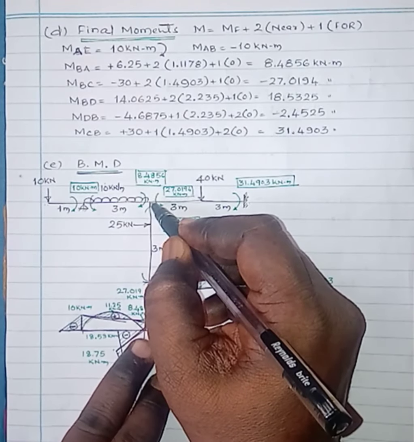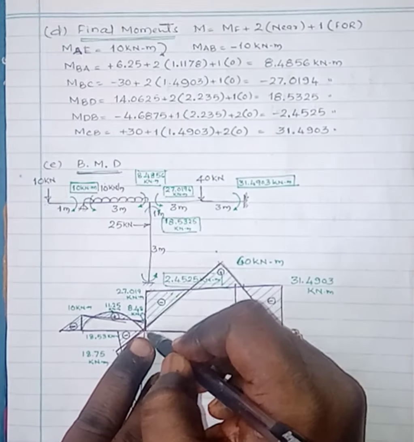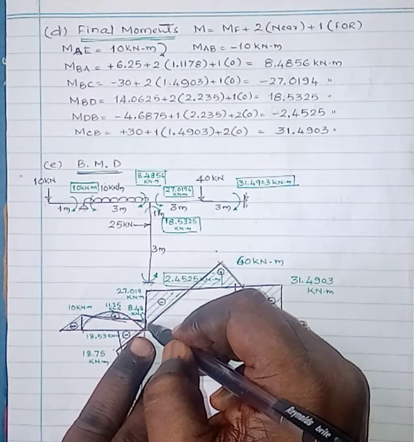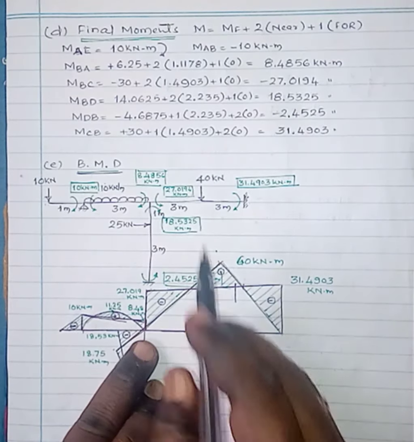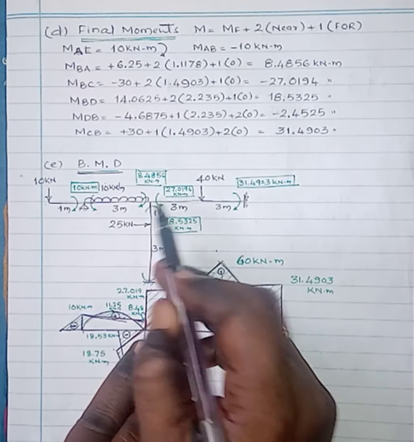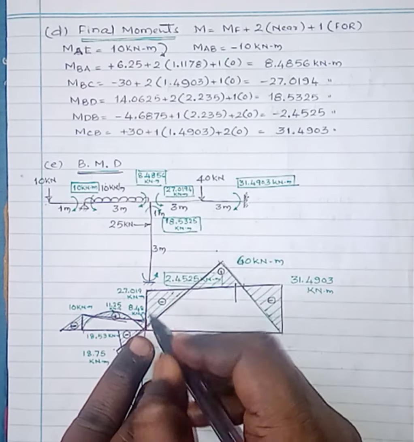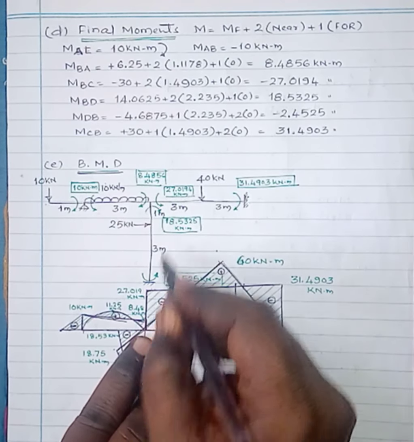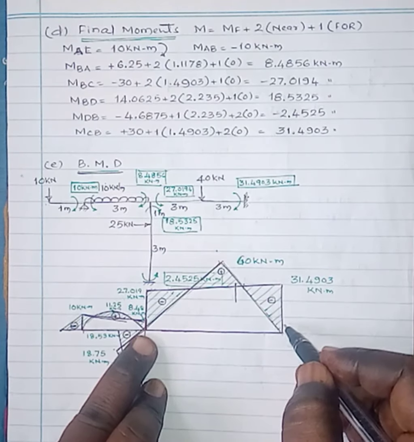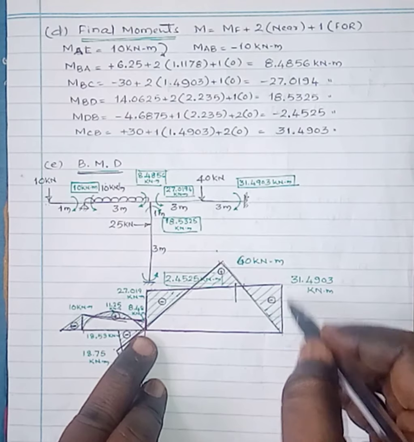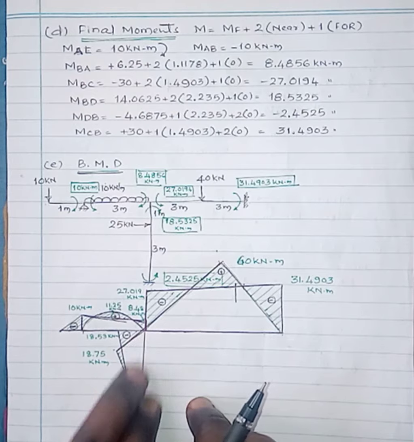Similarly, here you will get 8.4856, that is also hogging. Here mark this, join these 2 points by a straight line, the variation is a straight line. Then in span BC, here the ordinate of the bending moment, that is 27.019, for that one is hogging. Here draw this. Similarly here, that is 31.4903, that is also hogging. Join these 2 points, the variation is a straight line.